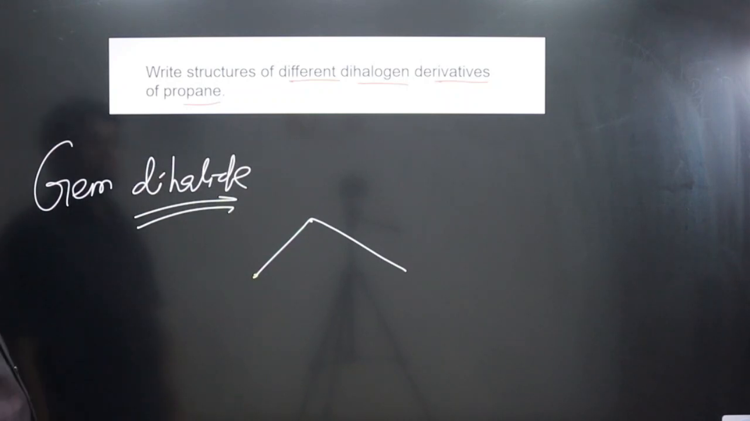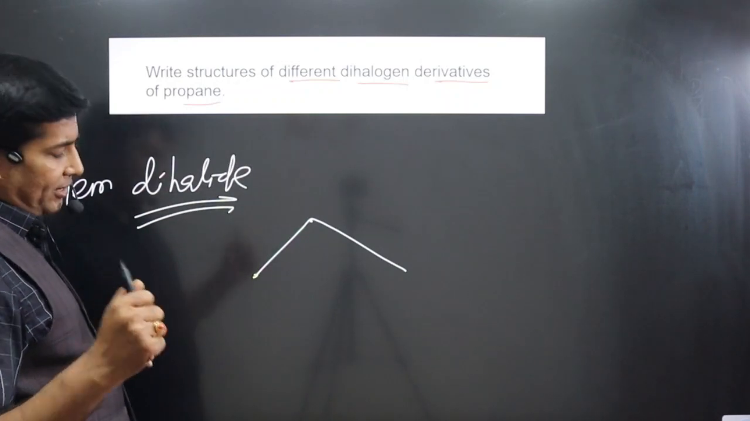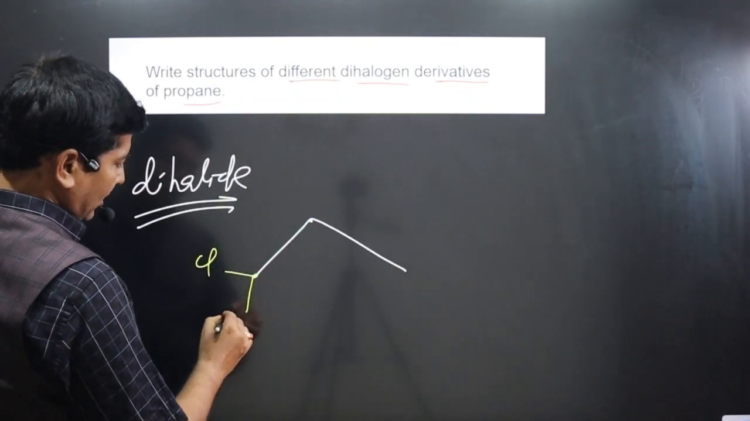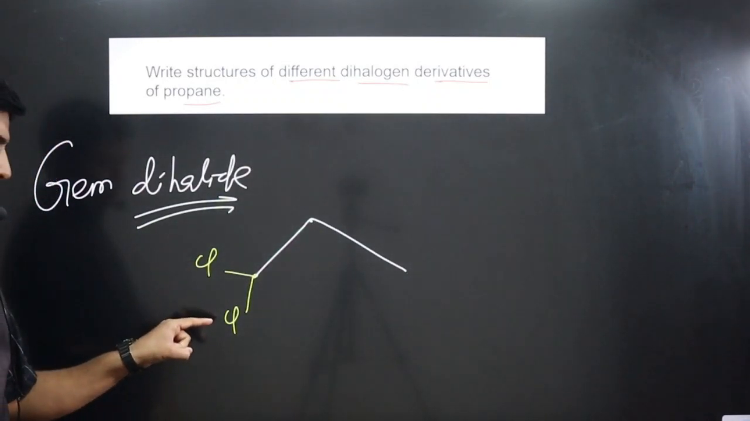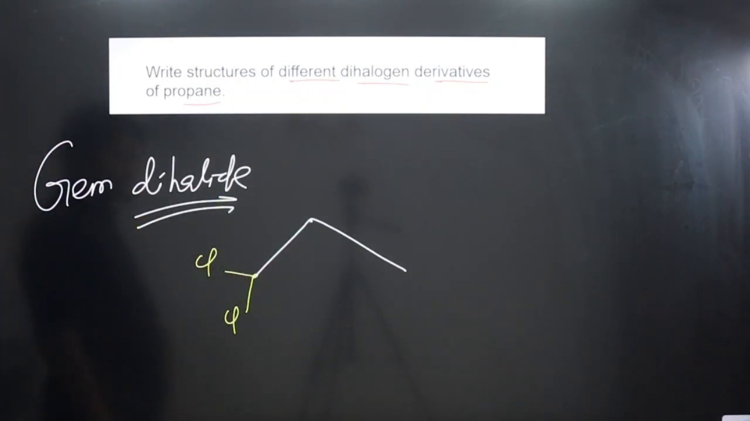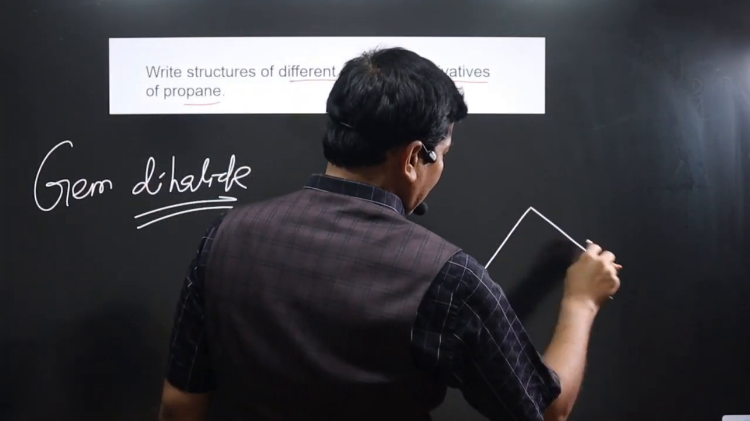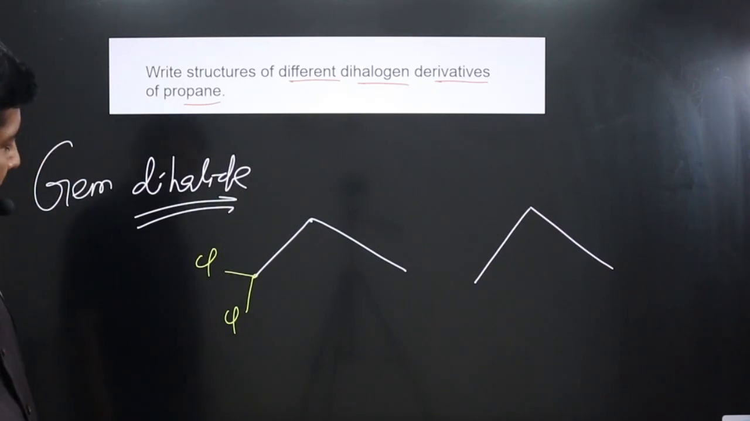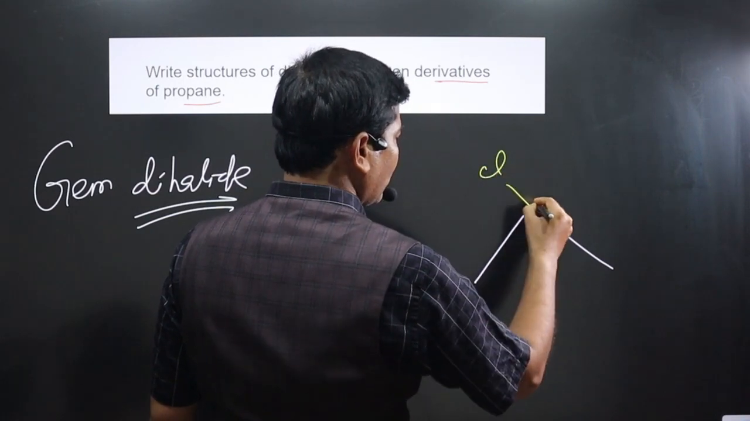Two halogens, let's say I'm talking about dichlorides. So one Cl I attach here, one Cl also I attach here. Gem dihalide, two halogens connected to the same carbon. Again we take the parent chain of three carbons, propane, and now I can attach Cl here also and here also.